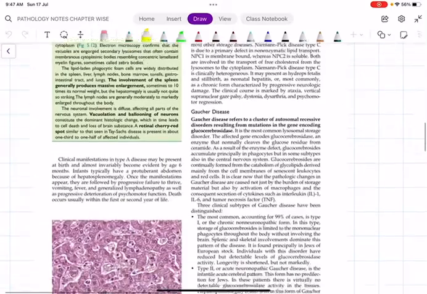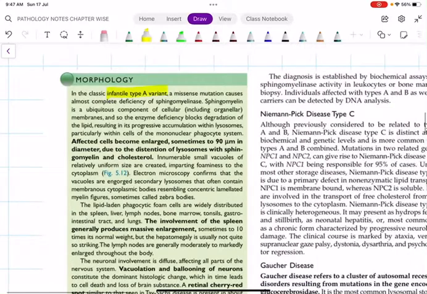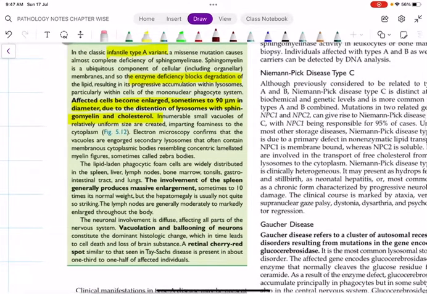Once this is done, let us go for the morphology. In type A, I have told you, it is an infantile variant. So there will be progressive accumulation of sphingomyelin. Here also there will be distension of lysosomes because of the sphingomyelin and cholesterol. And electron microscopy shows the most important characteristic feature. Electron microscopy will show something like this. What is this? These are called zebra bodies.